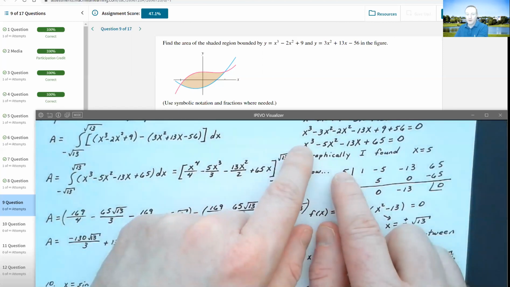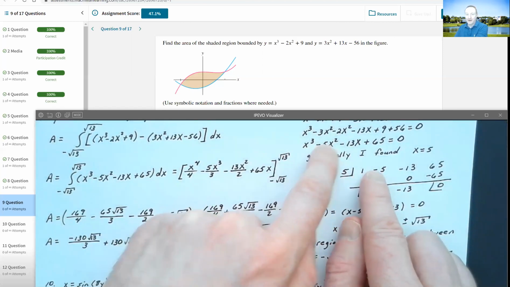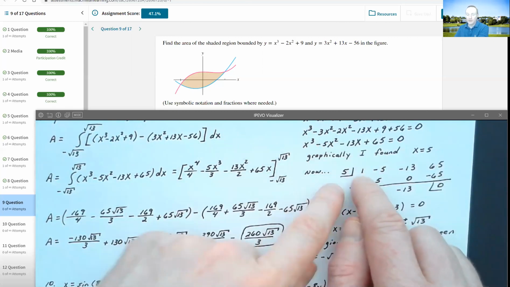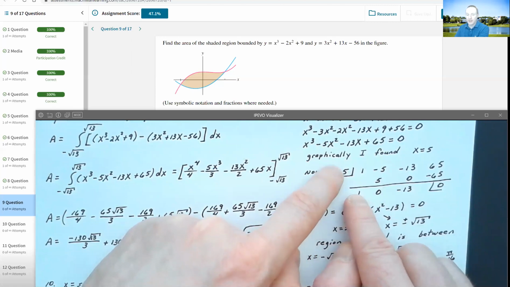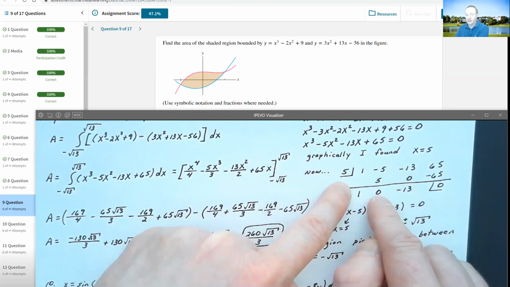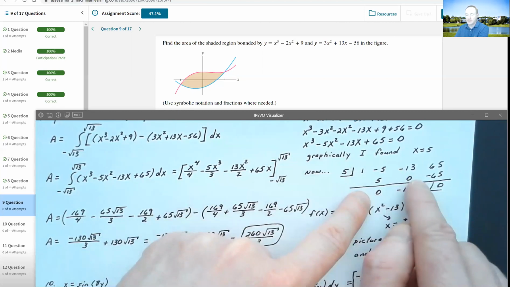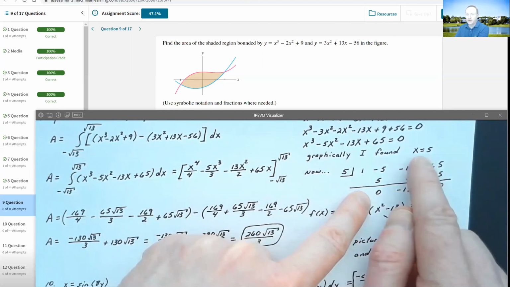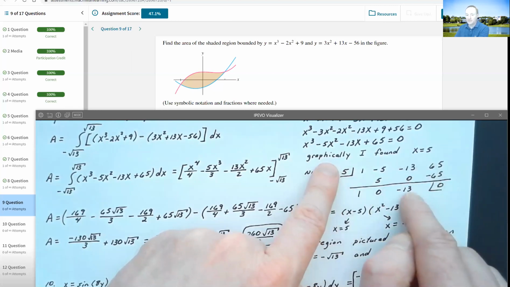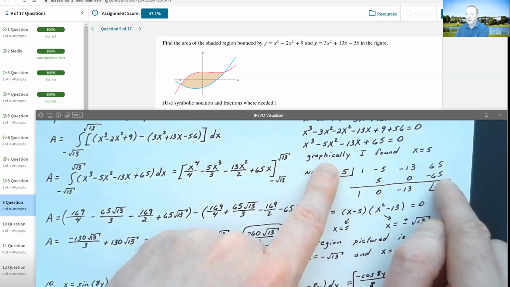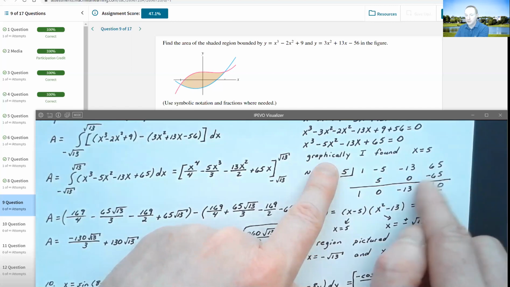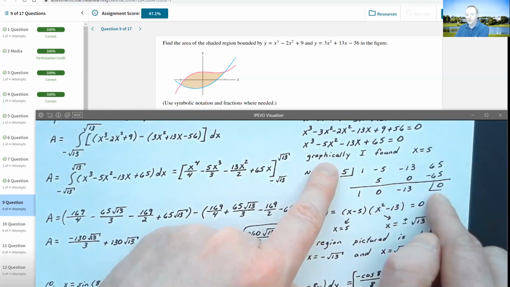Synthetically divide into the coefficients of 1, -5, -13, and 65. We remember when we use synthetic division, you bring the first term down. 5 times 1 is 5. Add the next 2, and you get a 0. 5 times 0 is 0. Add these 2: -13 plus 0 is -13. 5 times -13 is -65. No surprise, we expected a remainder of 0, and you get a remainder of 0. That's just showing that, yes, that was a solution.